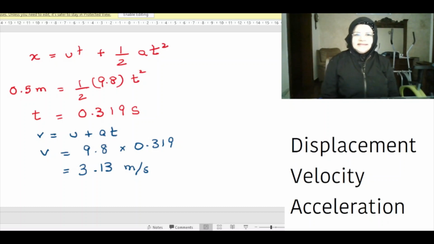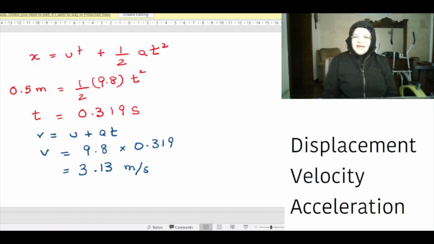Let's calculate the time taken to cover the distance of 0.5 meter, that is the height of the chair, under the acceleration due to gravity, that is 9.8 meter per second square. X is equal to ut plus half at square. X is equal to 0.5 meter, that is the height of the chair. U is the initial velocity, which is 0. A is the acceleration due to gravity, that is 9.8 meter per second square. If we substitute the value, we find that the time is equal to 0.319 seconds.